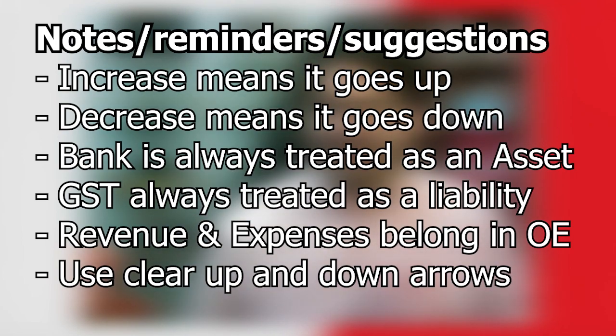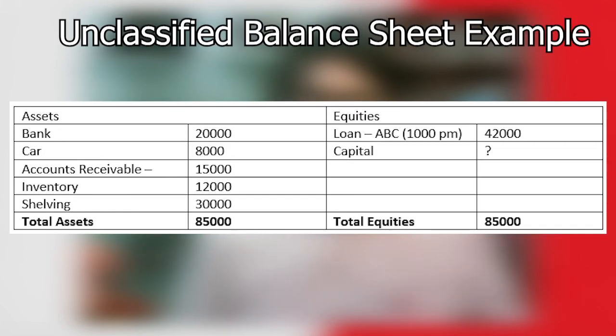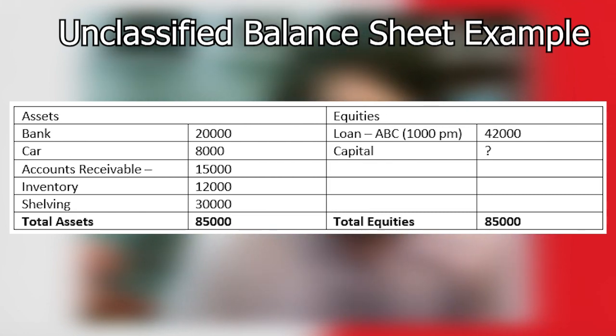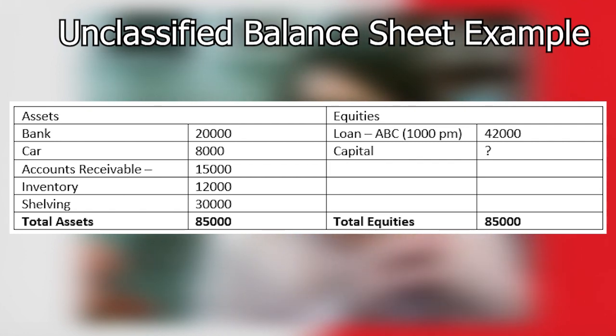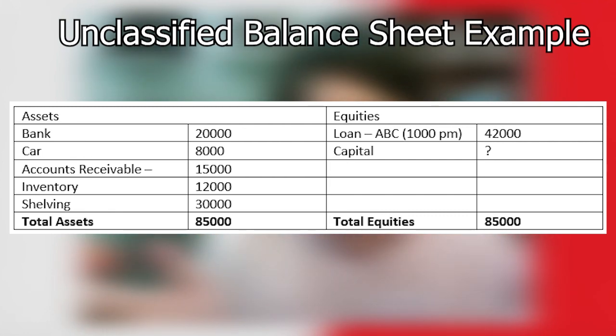Moving forward, I've got essentially an unclassified balance sheet. I know it's very rough, it's raw. You've got on the asset side, assets as a whole, the bank for $20,000, car for $8,000, accounts receivable $15,000, inventory $12,000, and shelving $32,000, with total assets of $85,000. Meanwhile, on the equity side, you've only got loan, and capital has a question mark.